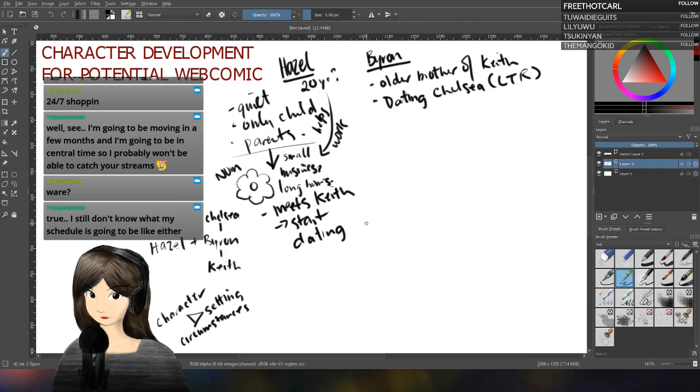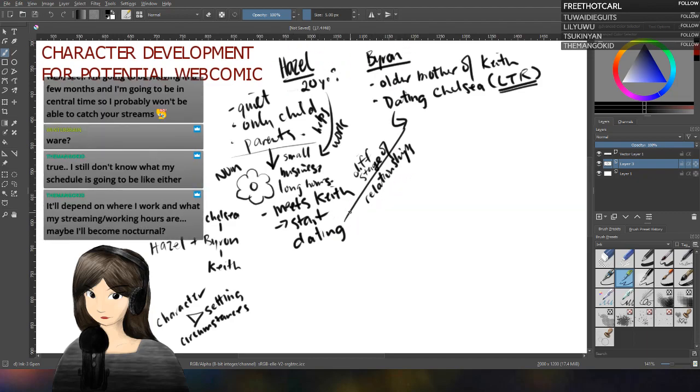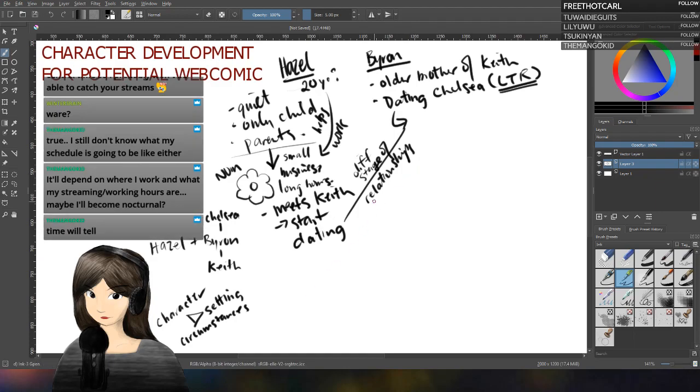So Hazel and Keith are gonna meet eventually and start dating. Older brother of Keith dating Chelsea in a long-term relationship, which is key, which means they're at a different stage in relationships. So, because we're having both Hazel and Byron as main characters, you can kind of jump through different stages of relationships while looking at them at the same time.